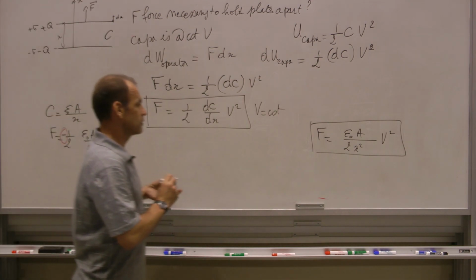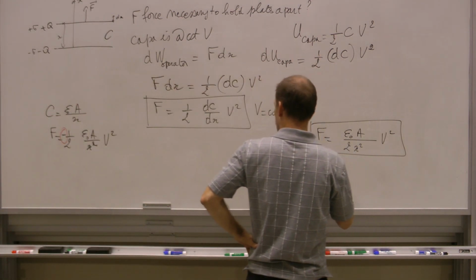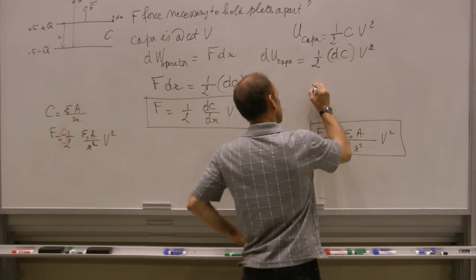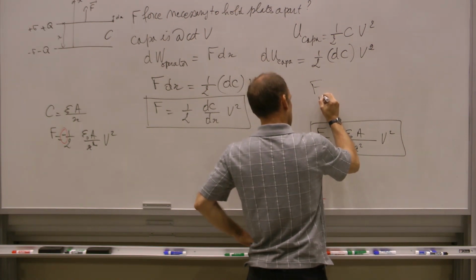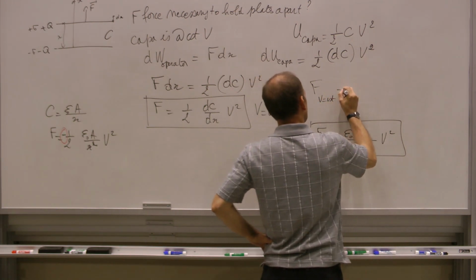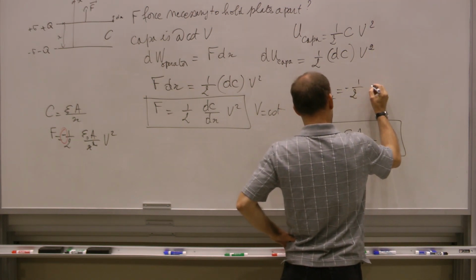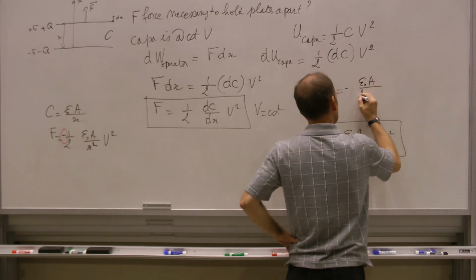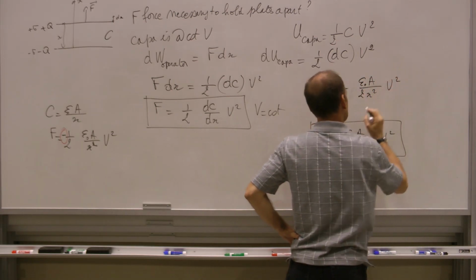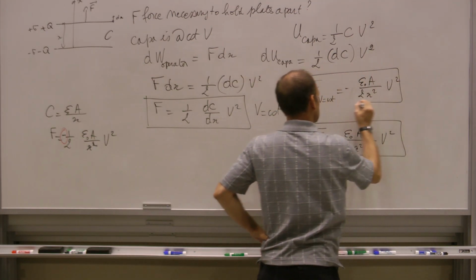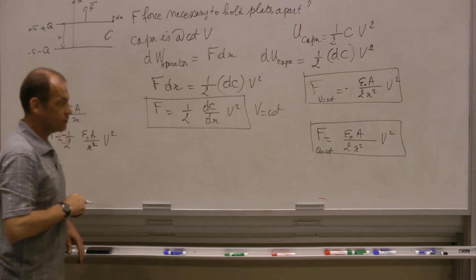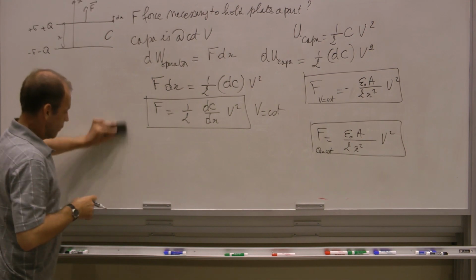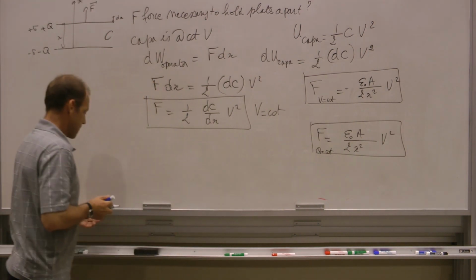So I'm going to keep this as, so this was F based on Q equals constant. And I'm going to write F that is based on V equals constant. And we know this is incorrect, but I'm going to keep it this way: exactly the same, it's just a negative, epsilon 0 A over 2x squared, V squared. I'm going to keep that, knowing that this is actually most likely incorrect. What is the issue? Well, we have to reflect on what goes on.